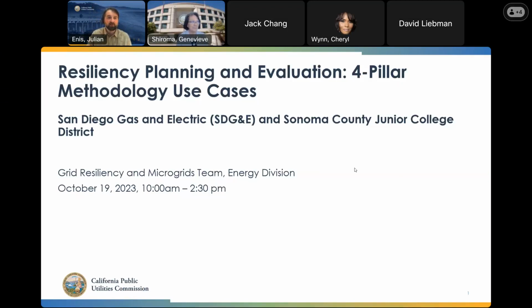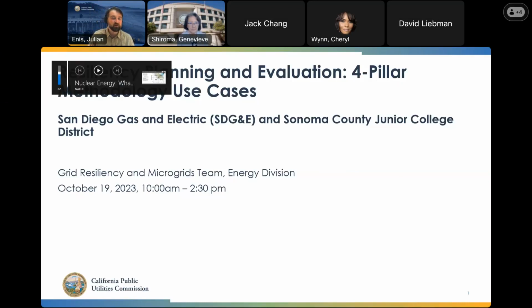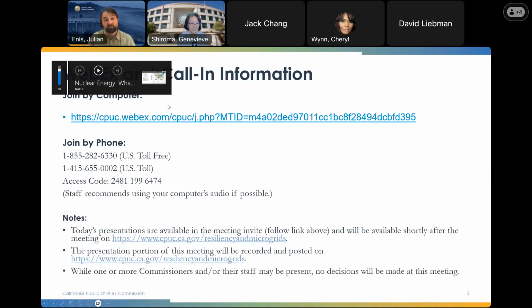You are here presumably for the Resiliency Planning and Evaluation Four-Pillar Methodology Use Cases Workshop. Today we're going to be having San Diego Gas and Electric and Sonoma County Junior College District presenting on this. My name is Julian Ennis. I'm a utilities engineer with the Grid Resiliency and Microgrids team.